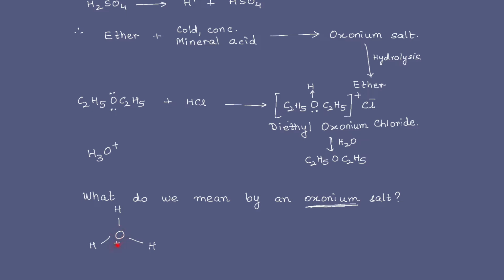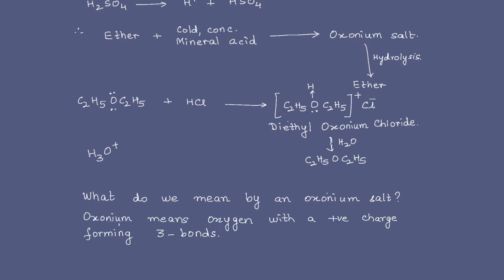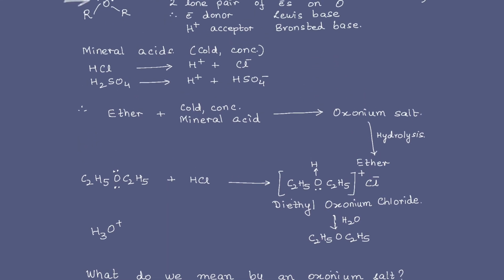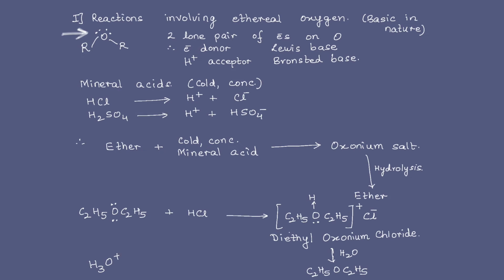O carrying a positive charge bonded to three other atoms. That is what gives us an oxonium. That means oxygen carrying a positive charge, forming three bonds. You may write it down for referring it later on. Okay, so this shows the basic character of ethers.